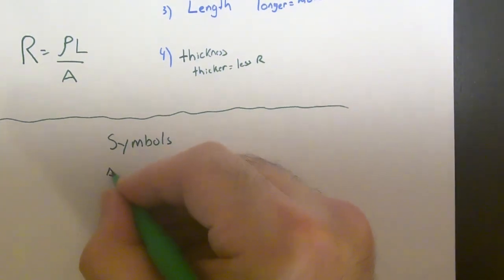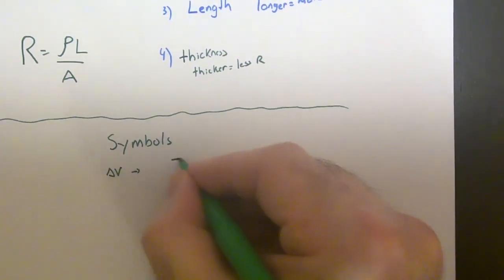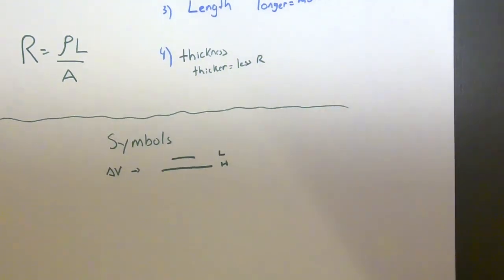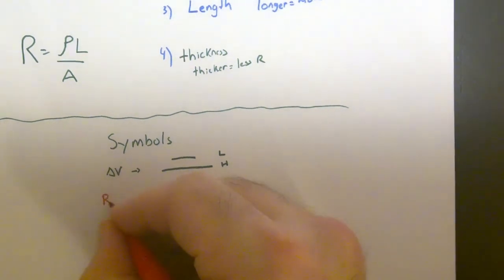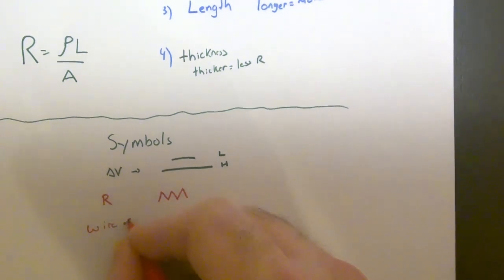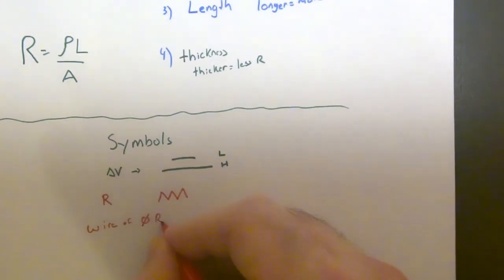Finally, now let's talk about symbols. We're going to be drawing a lot of circuits here. When it comes to voltage potential, we refer to them as 2 lines, one longer than the other. The longer one's high, the shorter one's low, whatever. Next up, resistance is usually a squiggly line, and for a wire with no resistance, just a straight line.